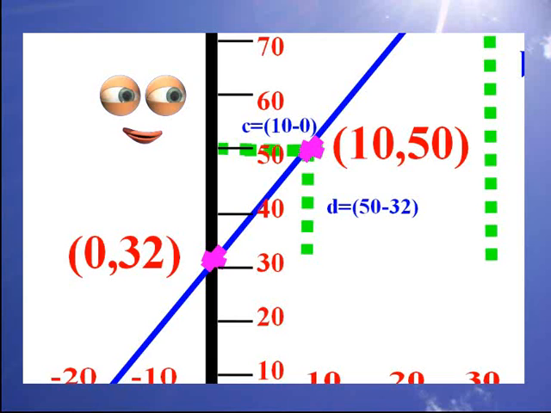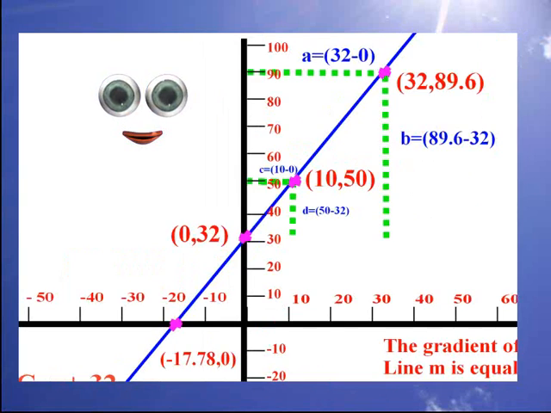Therefore we can plot this point on the graph. Also, 50 degrees Fahrenheit equals 10 degrees centigrade. And 32 degrees centigrade equals 89.6 degrees Fahrenheit. So let's plot these points on the graph also.